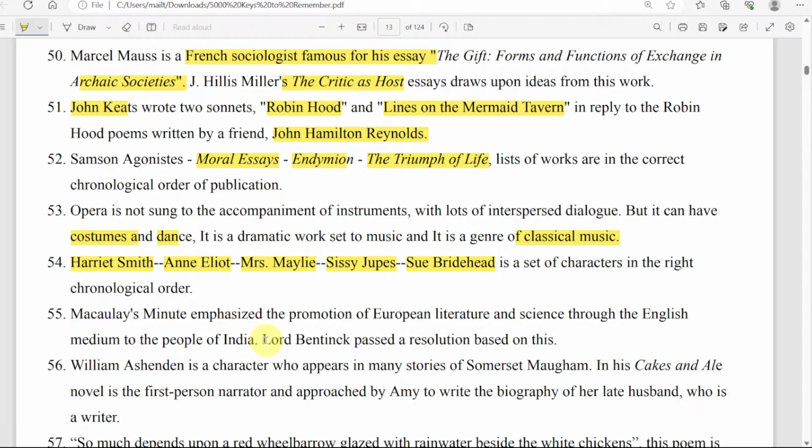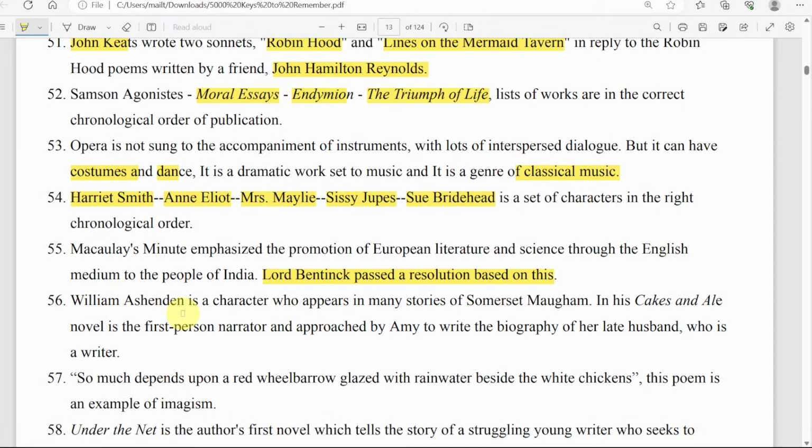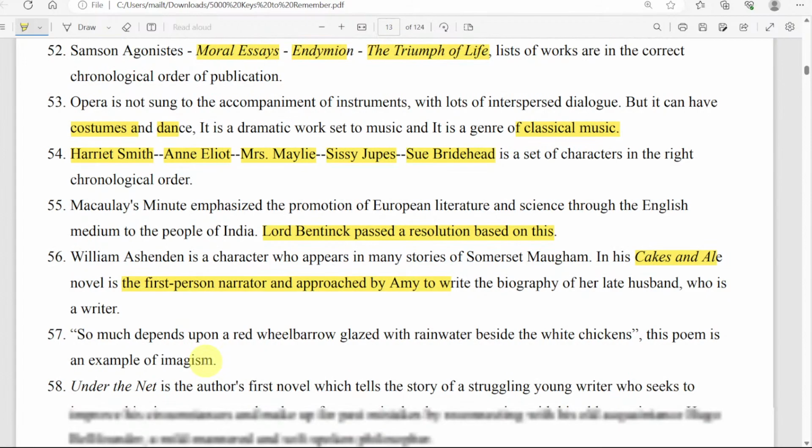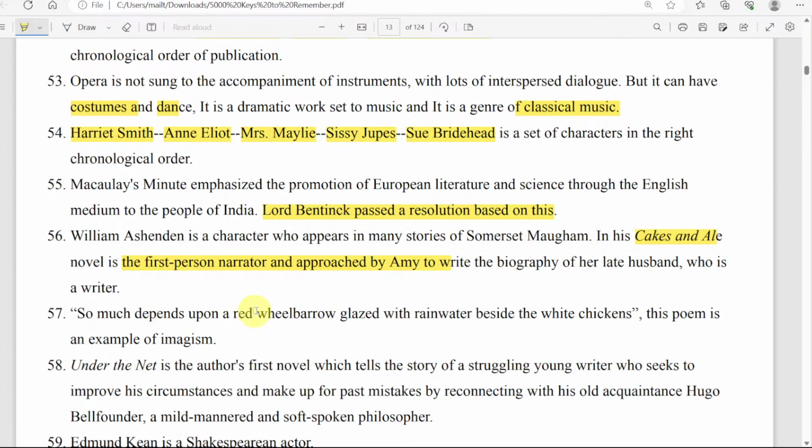And William Ashenden, very important character in Cakes and Ale, okay, remember that. And it is the first person narrator approached by Amy to write the biography of her late husband, who was a writer. Anyway, so much depends upon a red wheelbarrow, glazed with rainwater beside the white chickens. This poem is an example of what? Imagism.